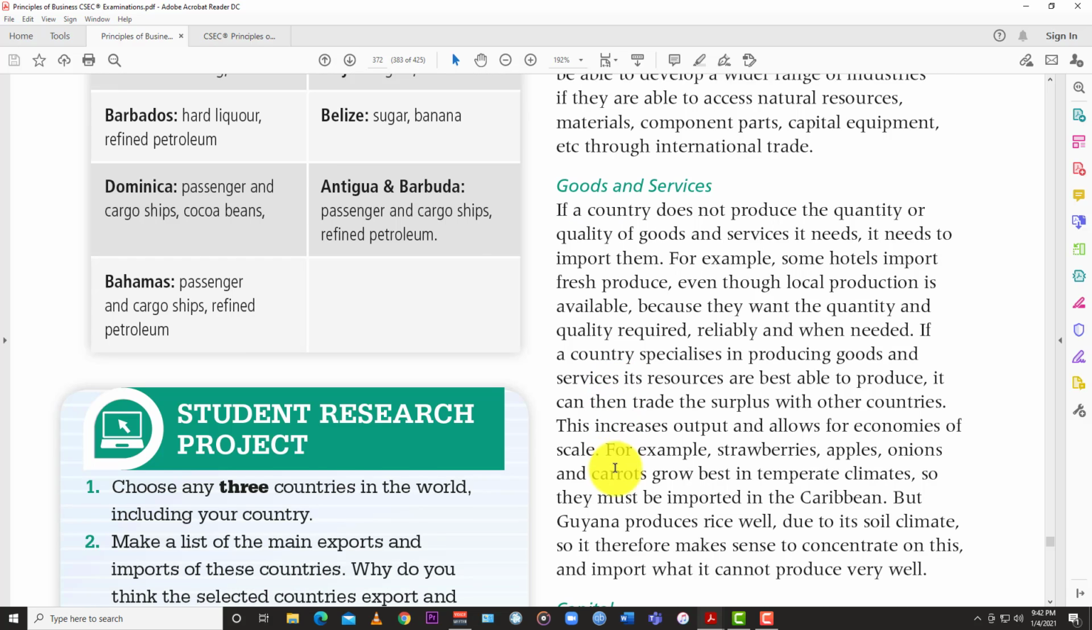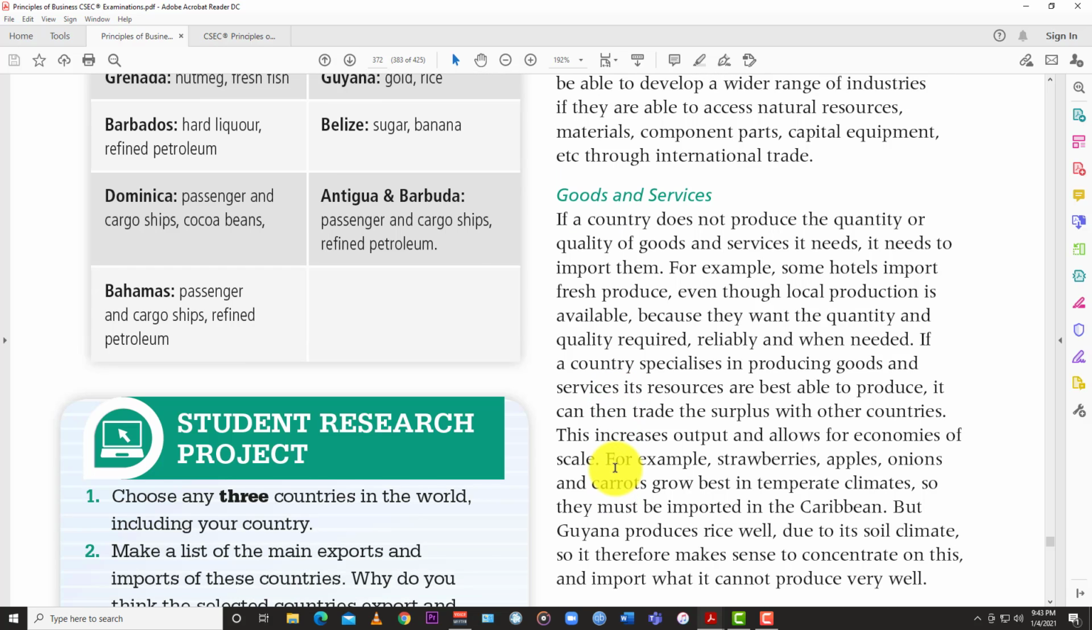Again, similar to what I just said, every country cannot produce everything that they need. Some countries are better at producing certain goods, certain services. Some countries are known for the financial sector. You have your Swiss bank account and all those things. Some countries have different goods. And so the goods that you cannot get in your country, you have to trade for them, the goods and services. If a country does not produce the quantity or quality of goods and services it needs, it has to import them.